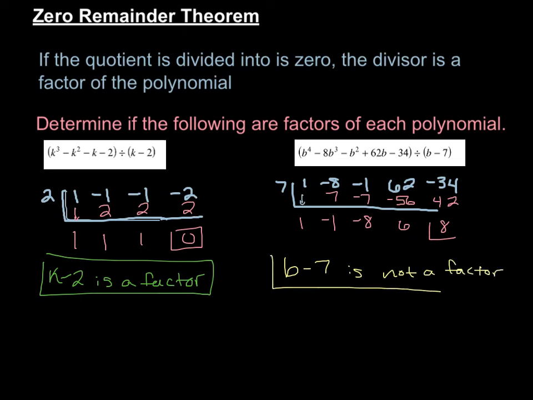Okay, so if our remainder is not 0, that means it's not a factor. If it is equal to 0, that means it is a factor. Okay, that's basically all there is to it. We got some problems to test out in a second, but that's all we're doing for this one. Just testing to see if it is a factor.